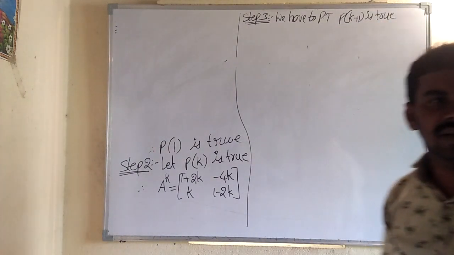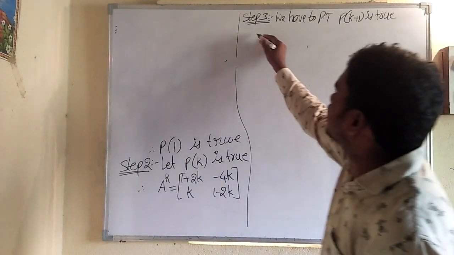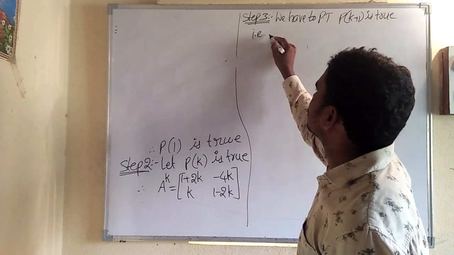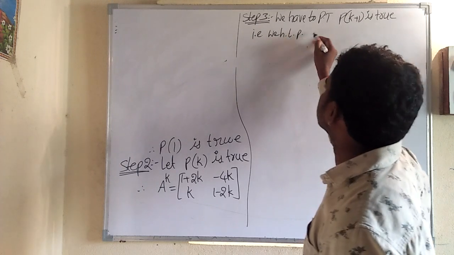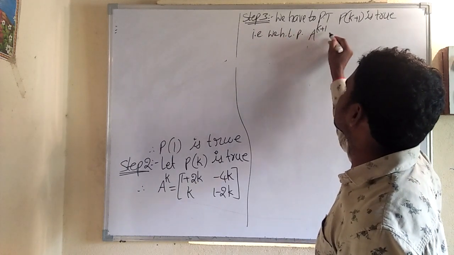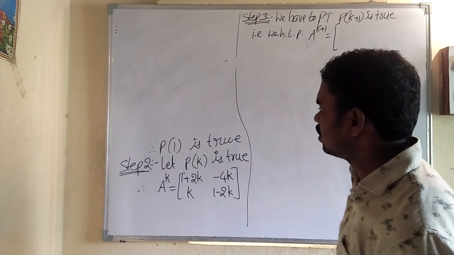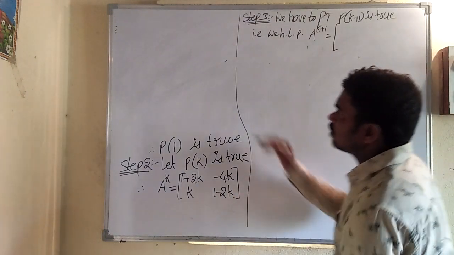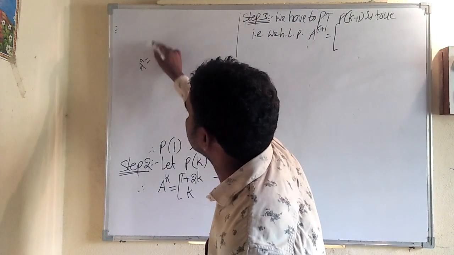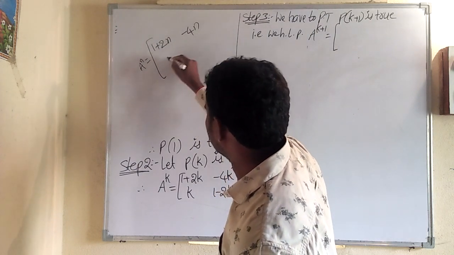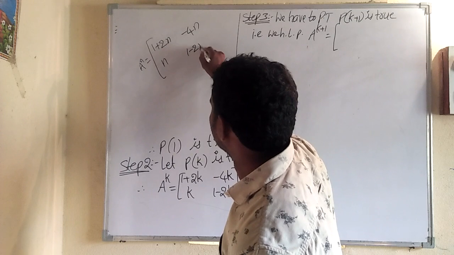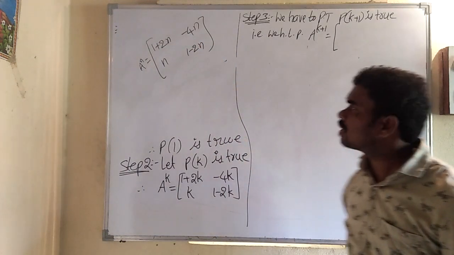What is P of k plus 1? That means we have to prove a power k plus 1 equal. Okay, now, what is a power n? Statement: 1 plus 2n, minus 4n, n, 1 minus 2n. This is given in the question as a power n.